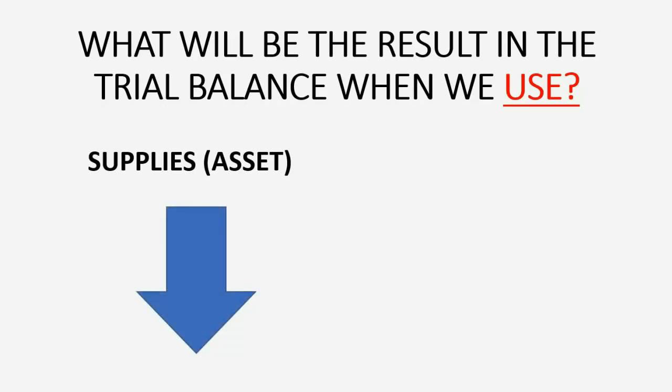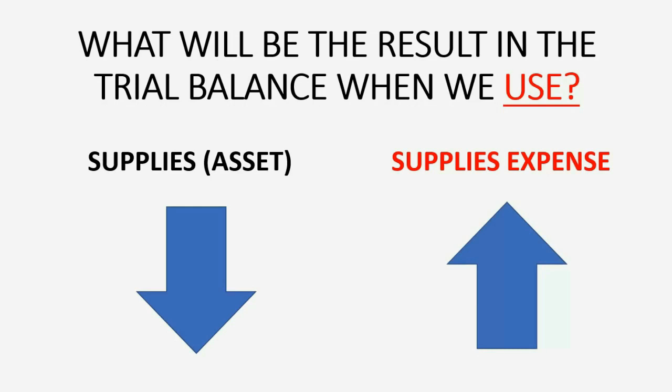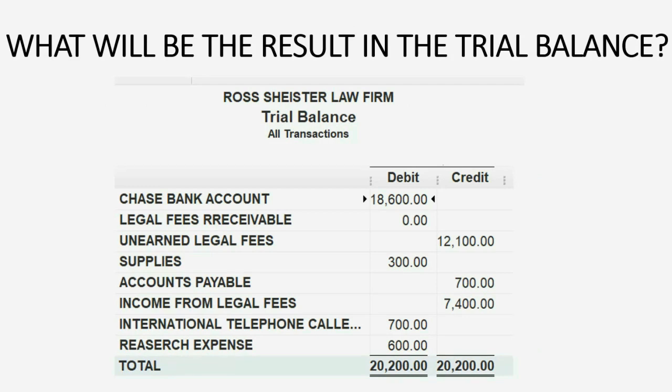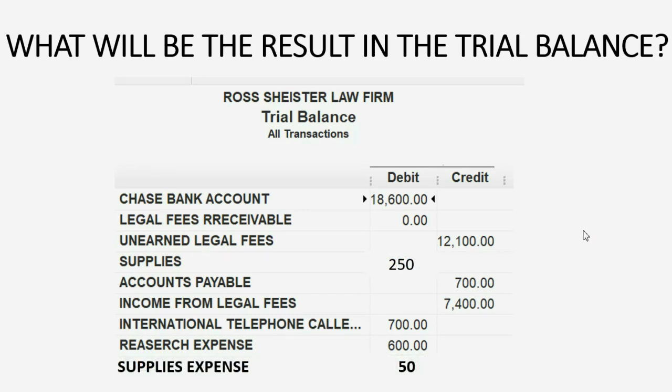supplies, the asset is going down because we have less of the value of supplies if we used some. And supplies expense, which is the amount we actually expended, will increase in our chart of accounts because we now have an expense for the value that we used. So what will be the result? Supplies will become $250. You see, right now it's $300, but it will become $250 because we just used $50 of supplies.